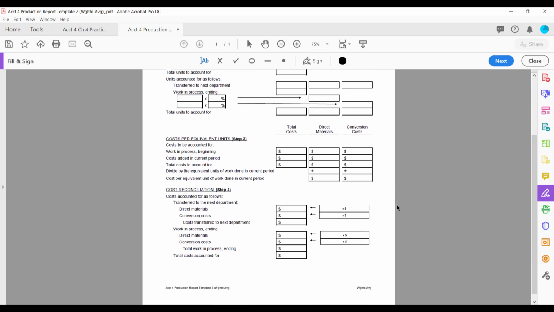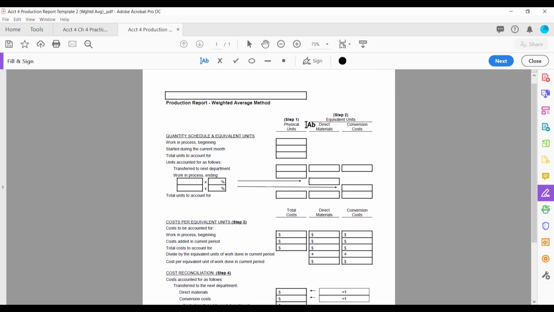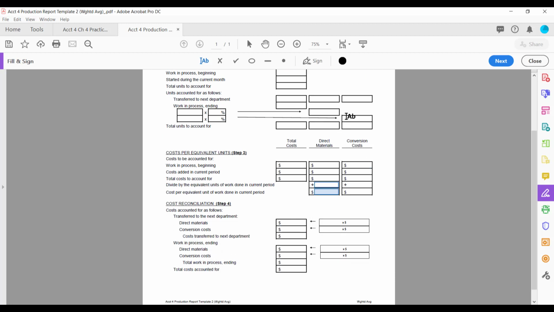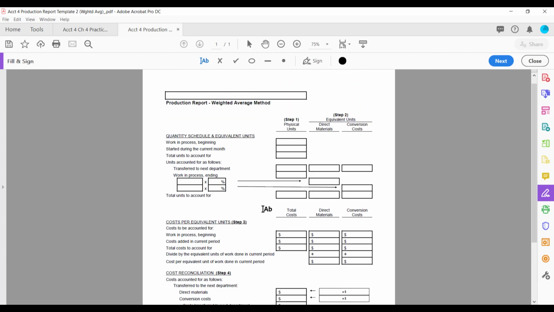So this is broken up into 4 steps. The first step is just calculating out the physical units that we need to account for. The second step here on this right-hand side area is the calculation of equivalent units for a specific department. Then step 3 is this middle section where we actually calculate the cost per equivalent unit of work done in a current period for a specific department. And then lastly, our step 4 is a cost reconciliation, making sure it all adds up and equals out.